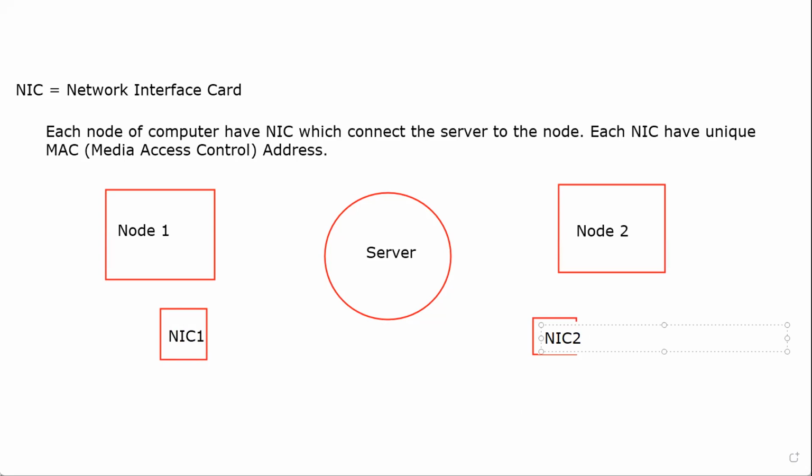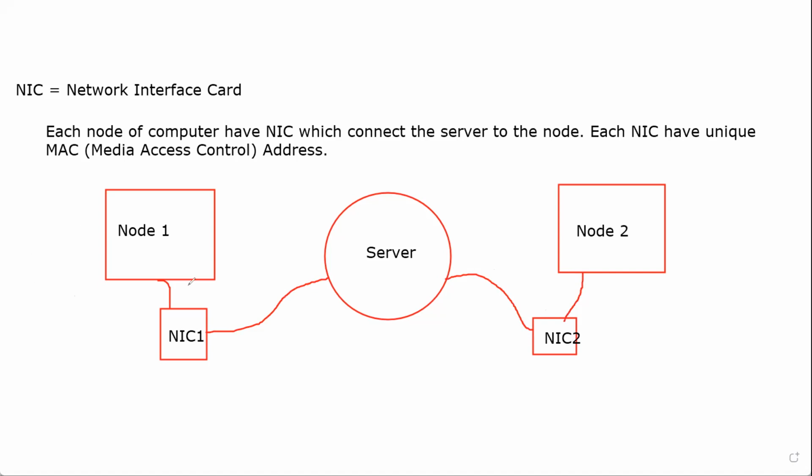My dear student, always remember that this is node 1, which is connected to this NIC 1, and this is node 2 connected with NIC 2. So NIC 1 is connected with the server, and NIC 2 is also connected with the server. You can say that there is an RJ45 cable, which is used to connect with the server. So NIC 1 connects with the server, and similarly NIC 2 connects with the server, and each node is connected with its NIC.